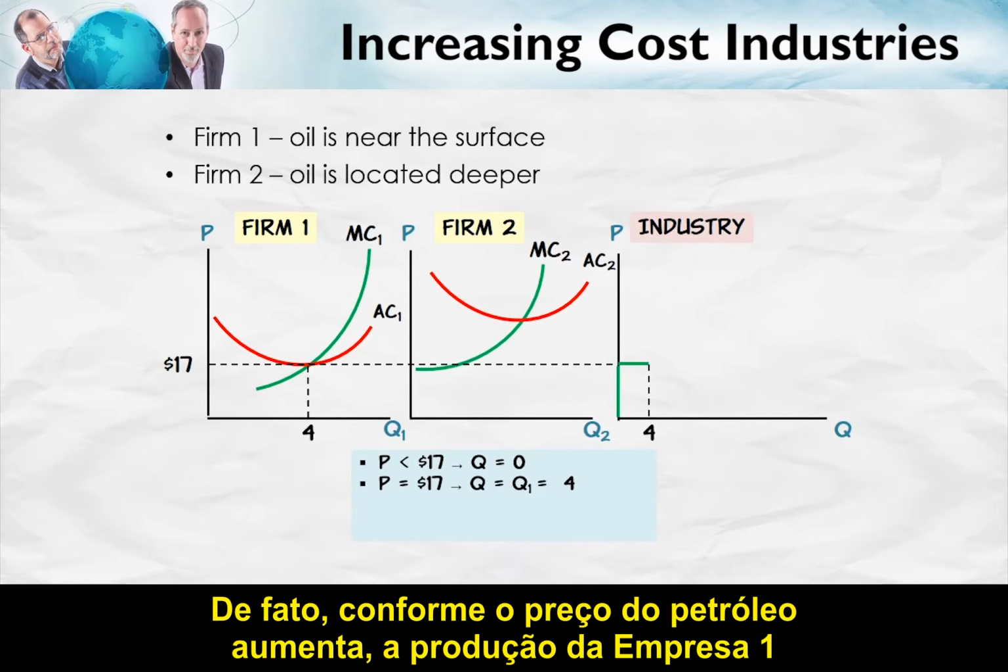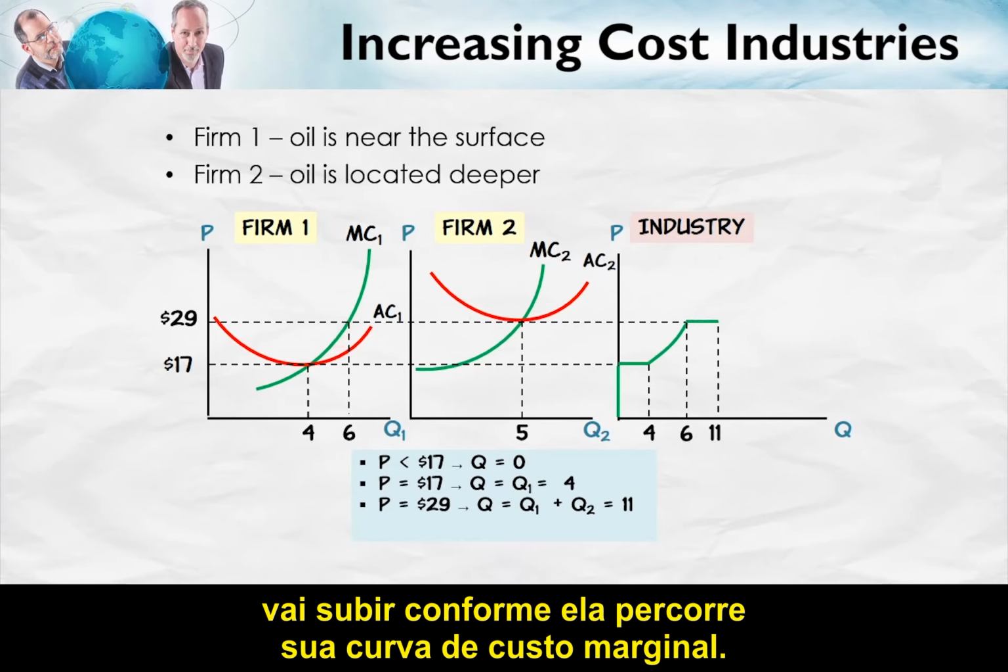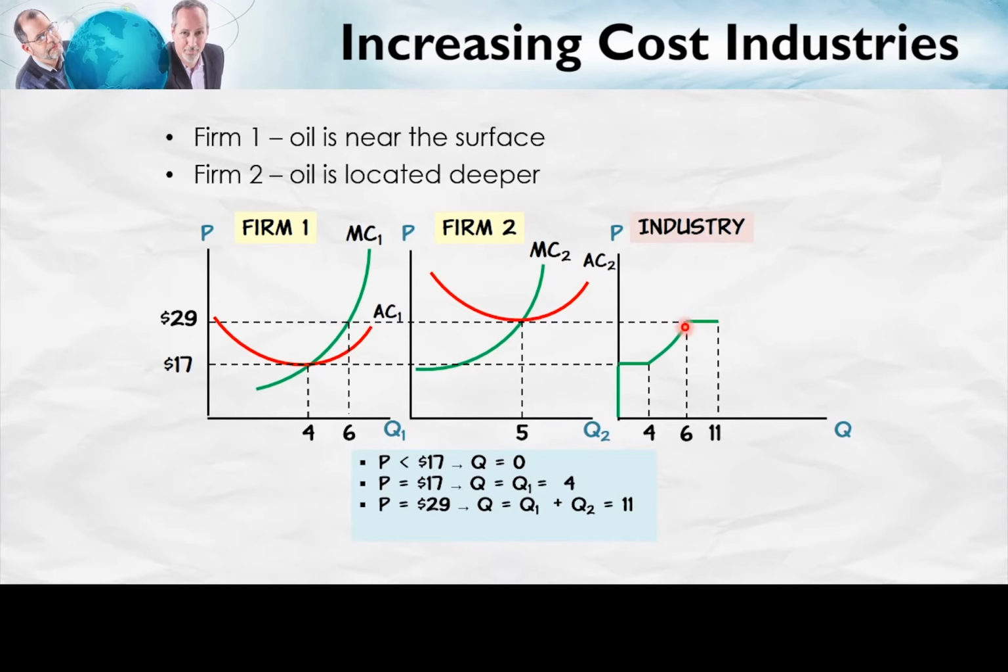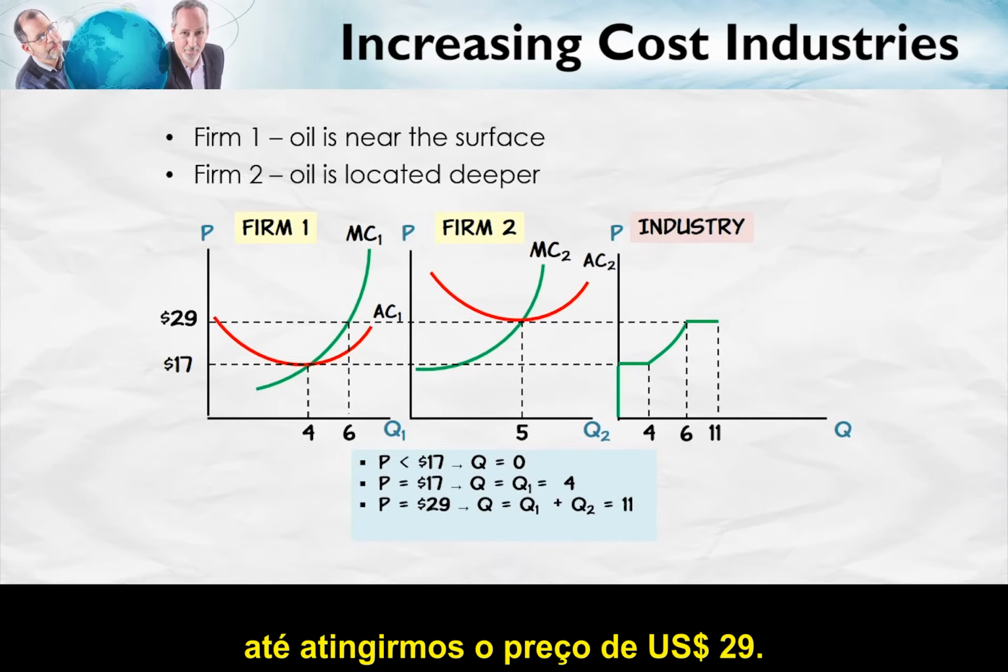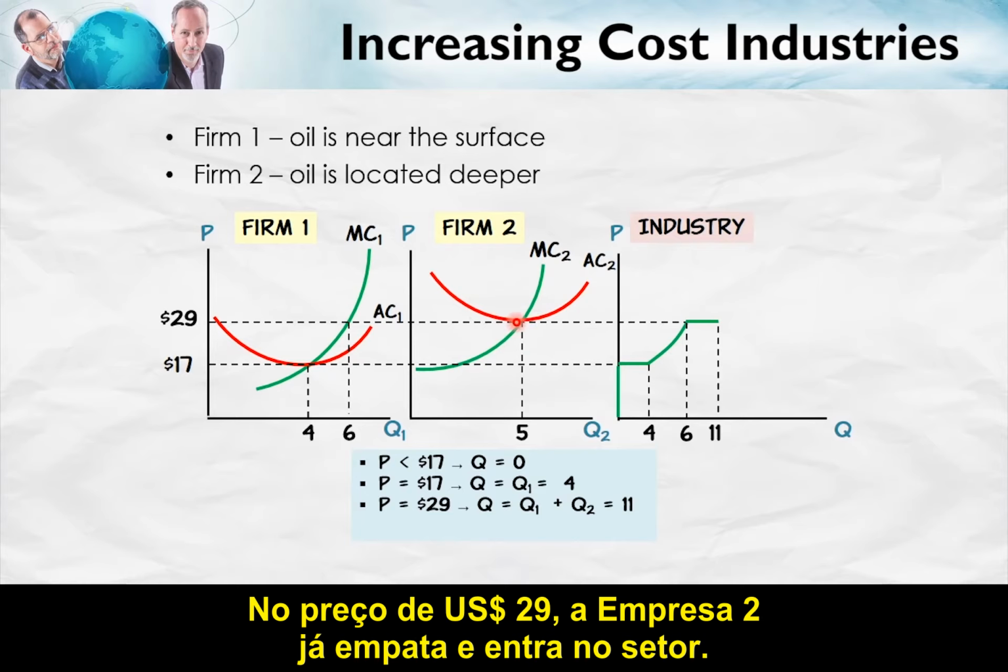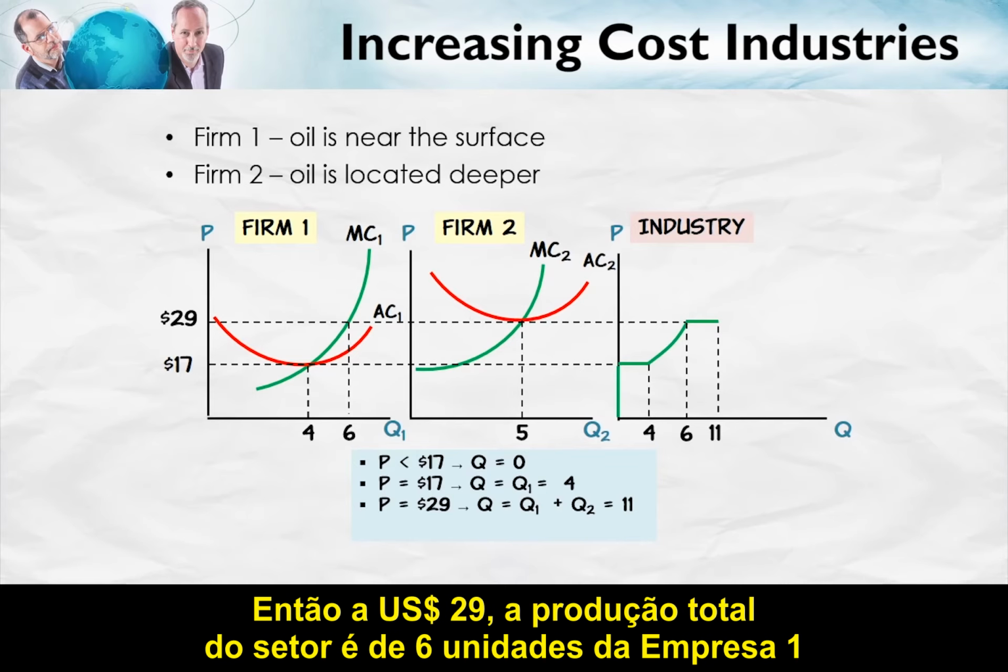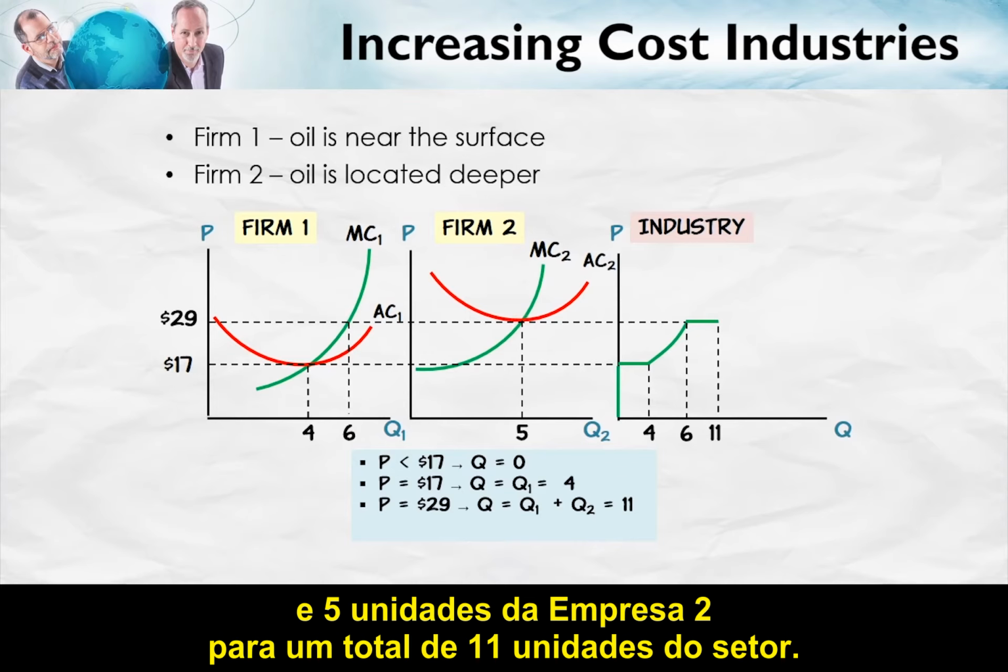Indeed, as the price of oil increases, the output from firm 1 will increase as it moves along its marginal cost curve. That will continue to happen, so industry output will increase until we reach a price of $29. At the price of $29, firm 2 just breaks even and it enters the industry. So at $29, total industry output is 6 units from firm 1 and 5 units from firm 2 for a total of 11 units from the industry.